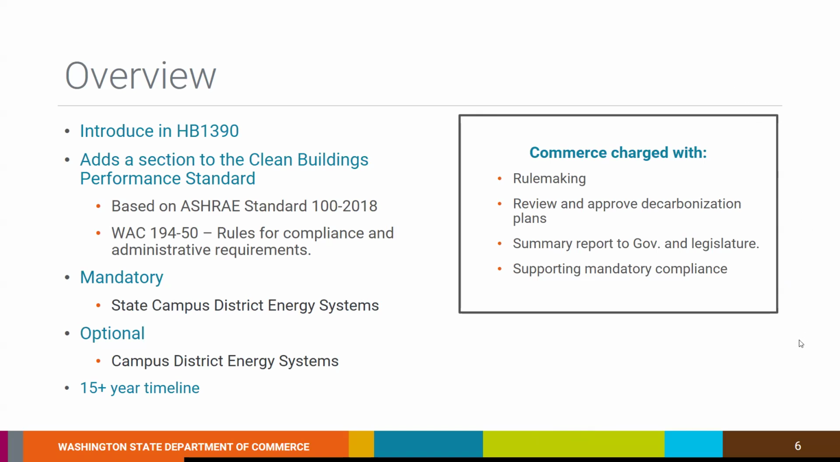The Clean Buildings Performance Standard is based on ASHRAE Standard 100, which covers energy efficiency in existing buildings. So this is the reference standard. Commerce developed amendments to the standard to conform to the legislation. These amendments can be found under WAC 194-50. We're updating that integrated document that you would download from our website with these new rules regarding the decarbonization of district energy systems. We hope to have that available to you by the end of the summer.